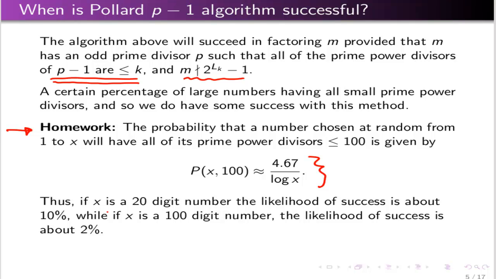So let's say x is a 20-digit number, then roughly 10% of the 20-digit numbers have all of the prime power divisors less than or equal to 100. And so you would be successful in implementing this method if p minus 1 happens to be one of those 10%. And you can see that the likelihood of success goes way down as the number of digits of the number goes up here.